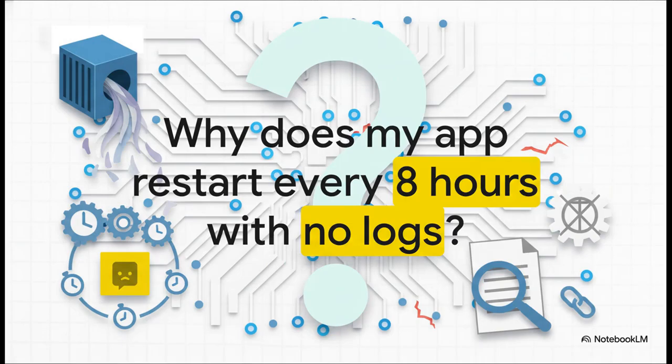Imagine this. Your app is humming along in production, everything looks great, but then, like clockwork, every 8 hours or so, it just restarts. You check the logs and there's nothing. No exceptions, no warnings, not a single clue. This isn't a hypothetical. This is a real-world production nightmare, and it's usually caused by a silent, sneaky memory leak. And today, we're going to be the detectives who solve this case.